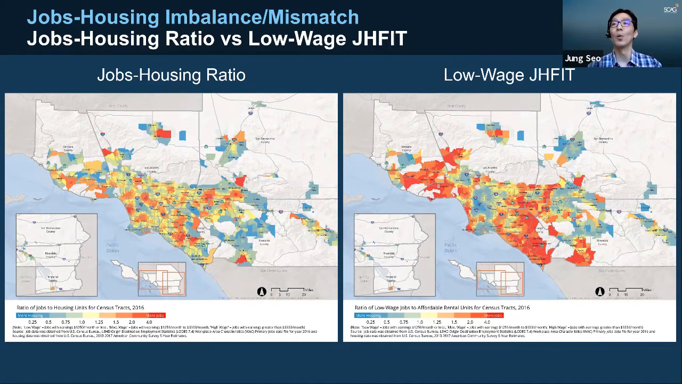But on the other hand, there are more neighborhoods in inland counties and also the central Los Angeles area, the blue area that you can see in the right side map. They have a relatively higher concentration of affordable housing units relative to the low-wage jobs.